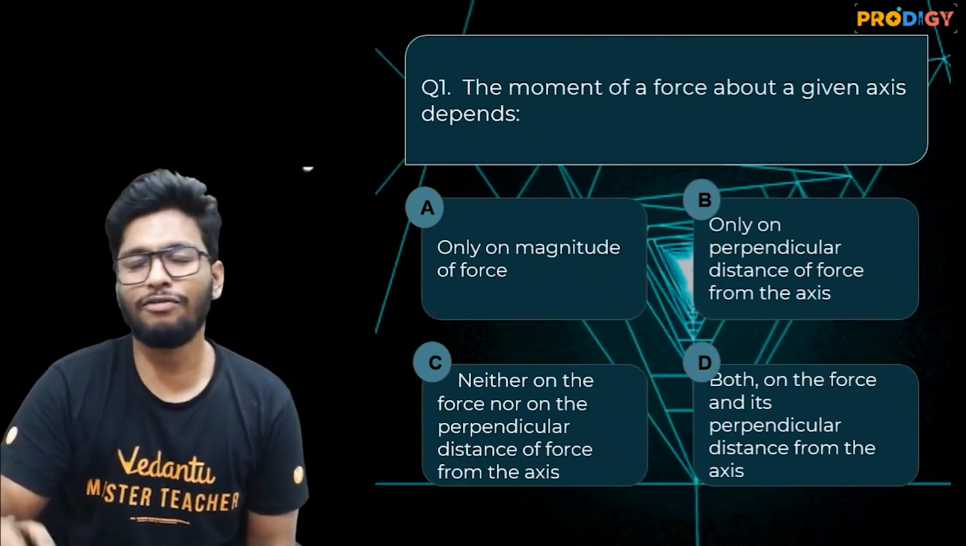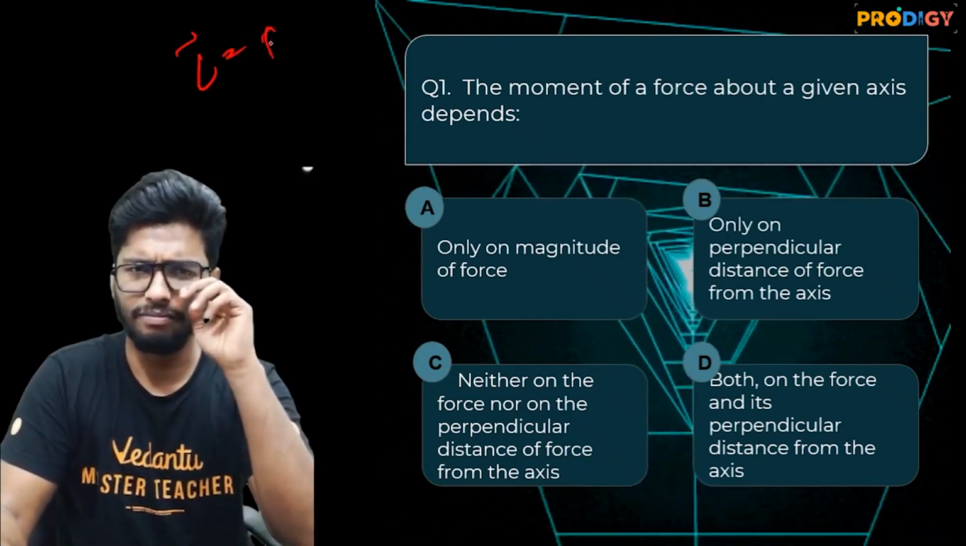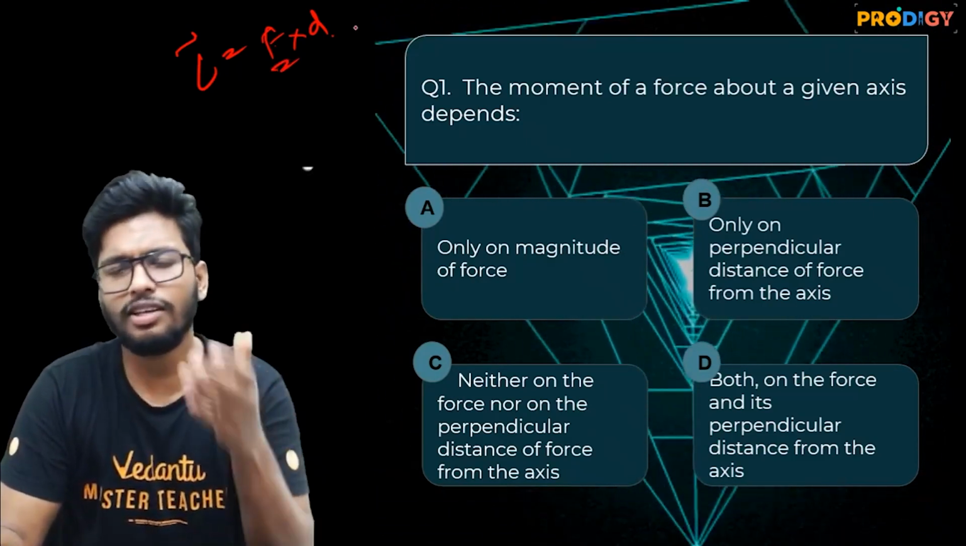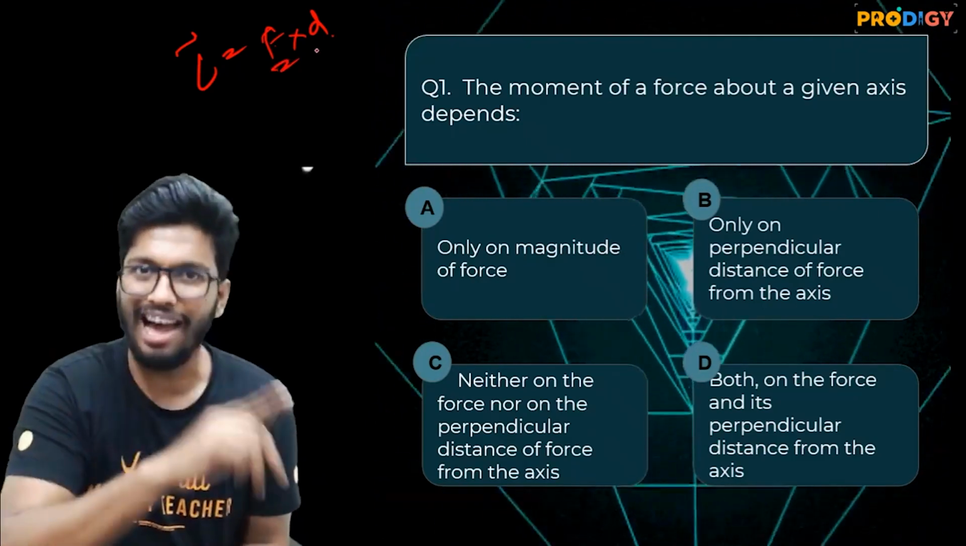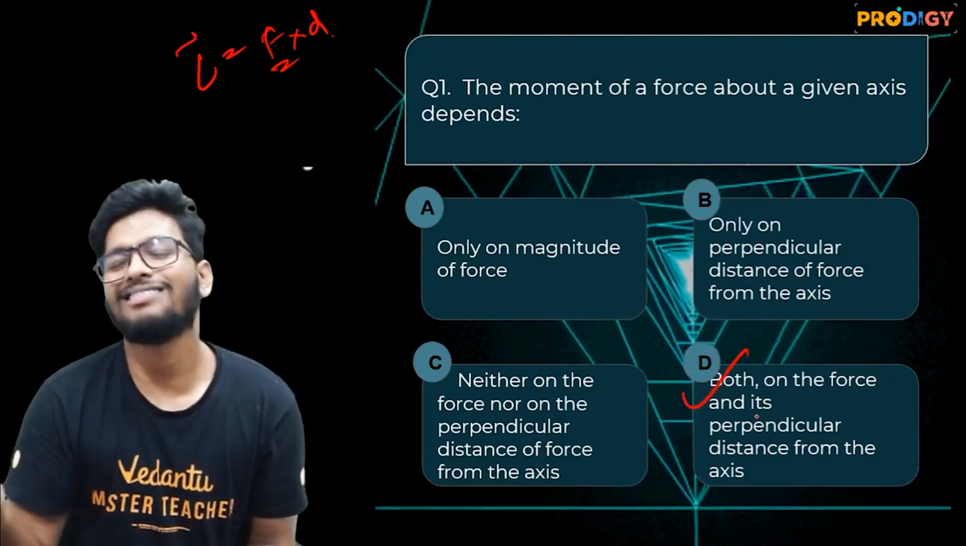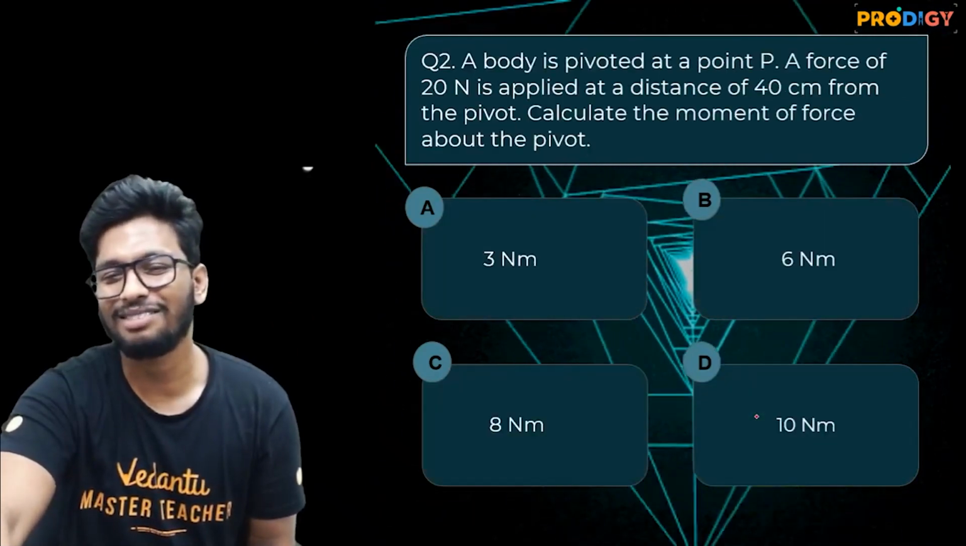Let's go. Moment of force is nothing but torque. Now the formula for torque is what? Tau is equal to F into D. F is nothing but the magnitude of force, and D is nothing but the perpendicular distance from the axis of rotation. So which option do you think is the right answer? Option D. Force as well as perpendicular distance from the axis. Both of these are the factors.